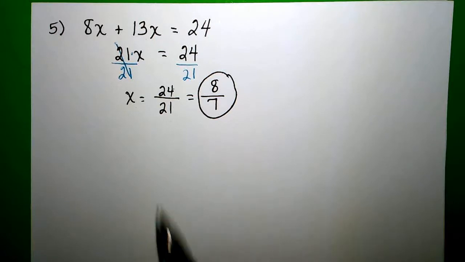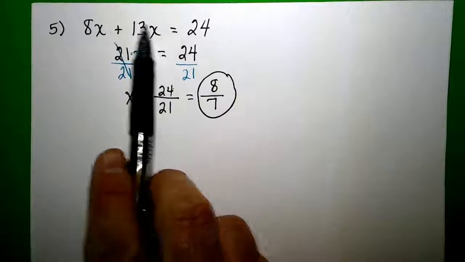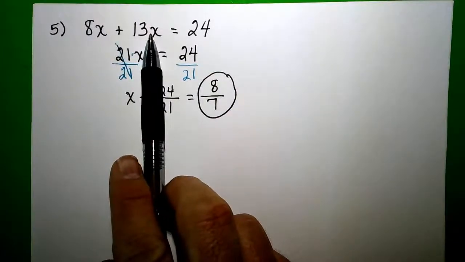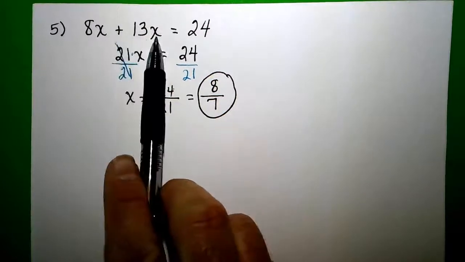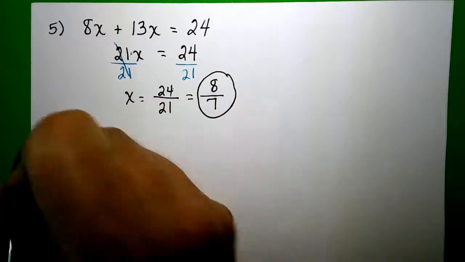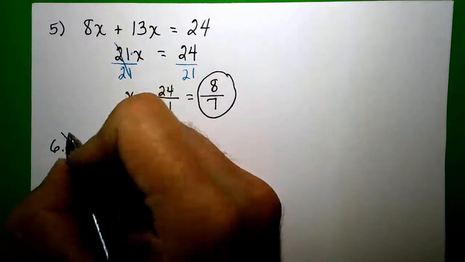So if you have the variable appearing on the same side, just combine those together. Notice what I just said. If the x's are on the same side, combine like terms. Now, what if the x's aren't on the same side? What will we do then?